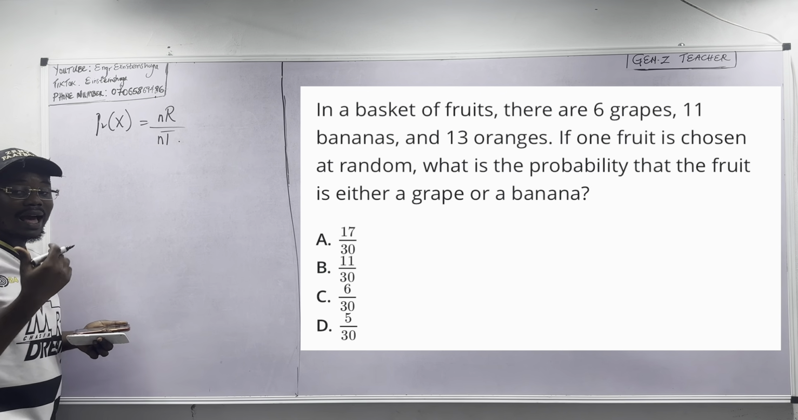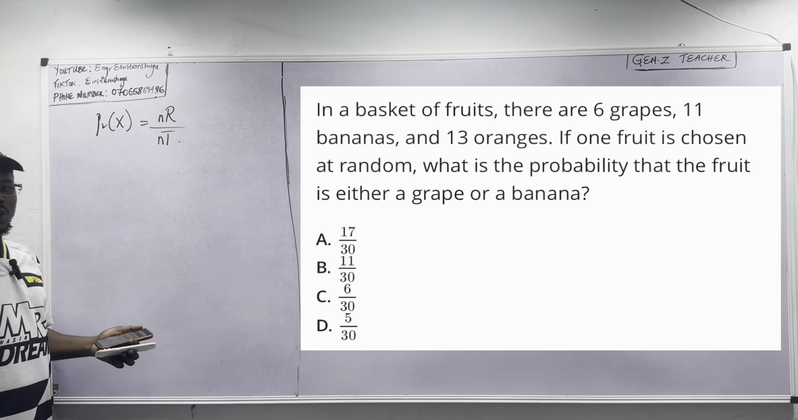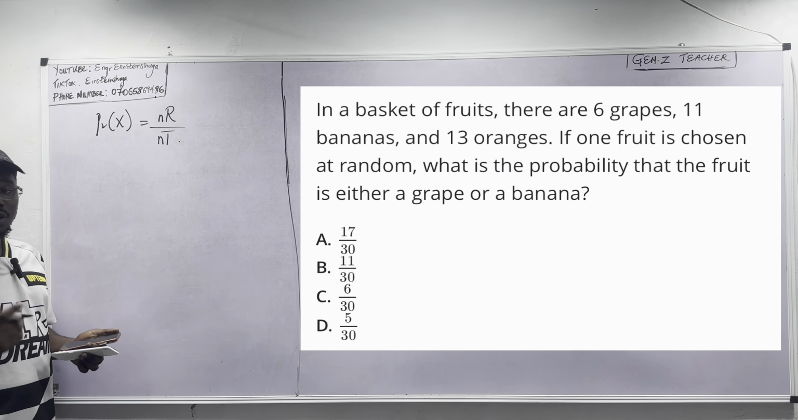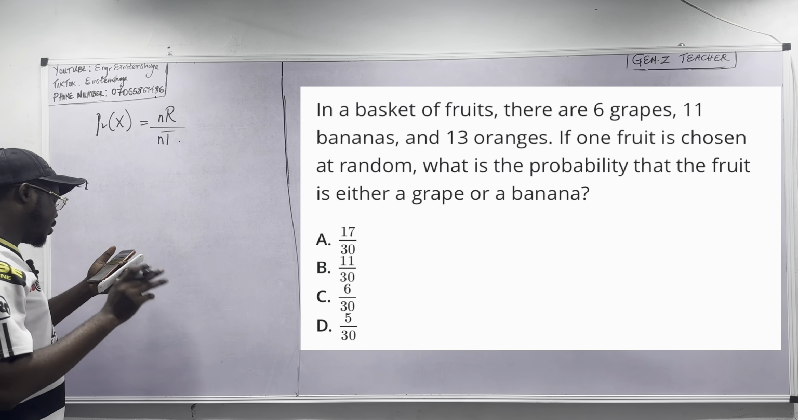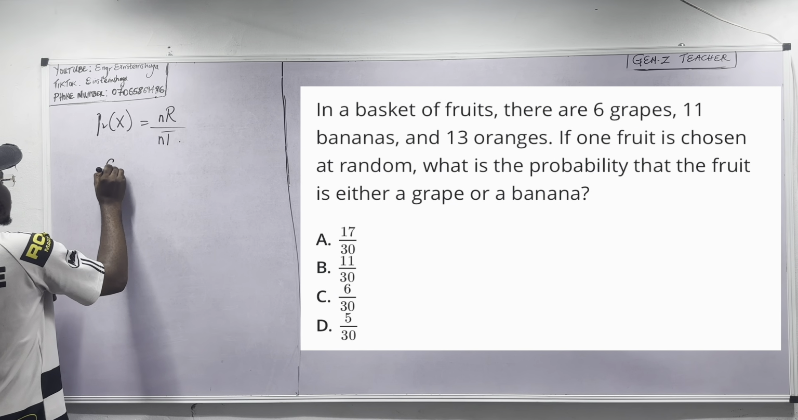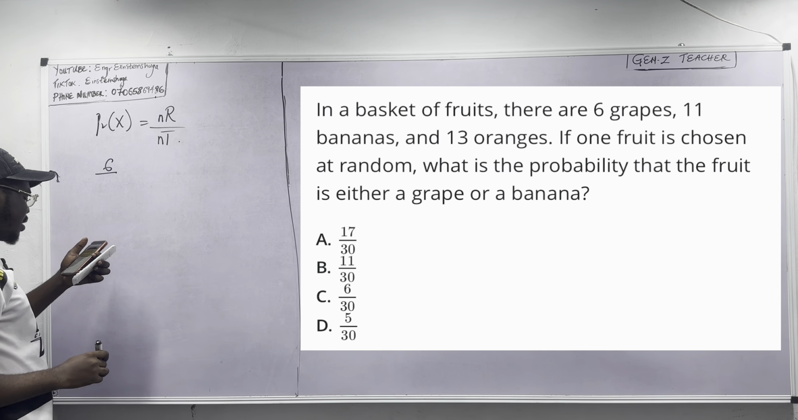Now, if you hear either/or, it means you are adding, plus. If you hear and, you are multiplying. Now, the probability of choosing a grape. How many grapes were there? We have 6 grapes. And how many fruits are in total?